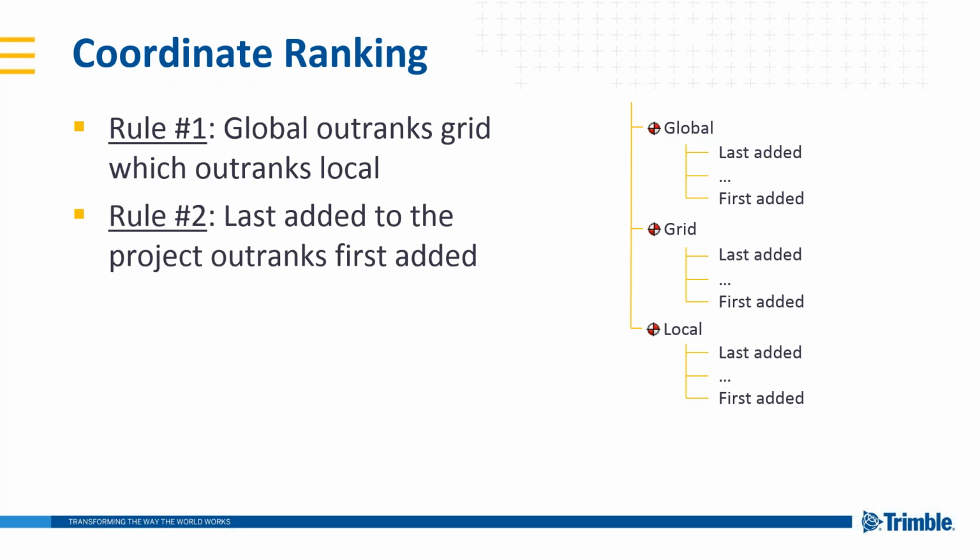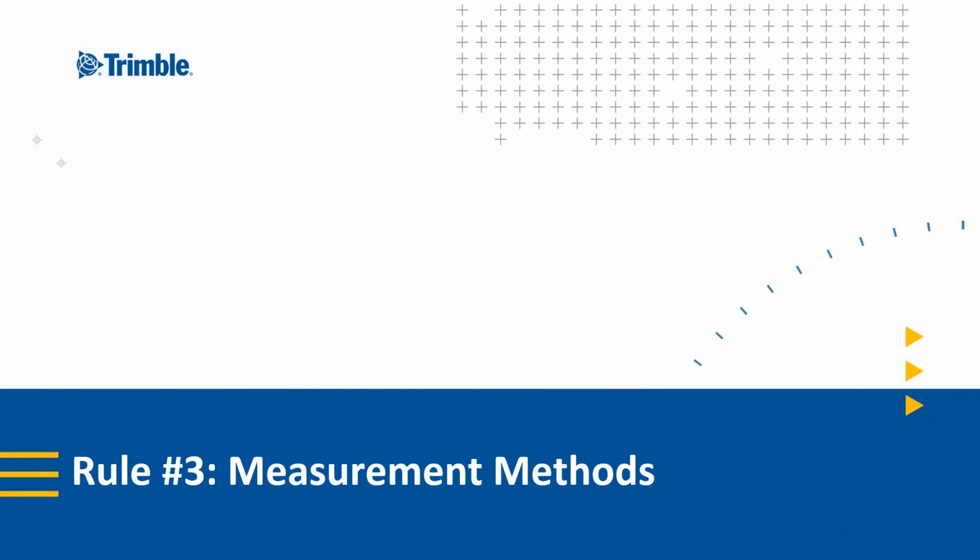Let's say now everything is global or everything is local. Then the rule number two that produces a tiebreaker in that case is that the last added coordinate to the project outranks the first added. The logic here is that you may have done some more due diligence later on in the course of the project. You found out the more accurate coordinate from your local cadastral office or from your previous projects, and then you have added these later on. So the last added trumps the first added if they're all global or all grid or all local.